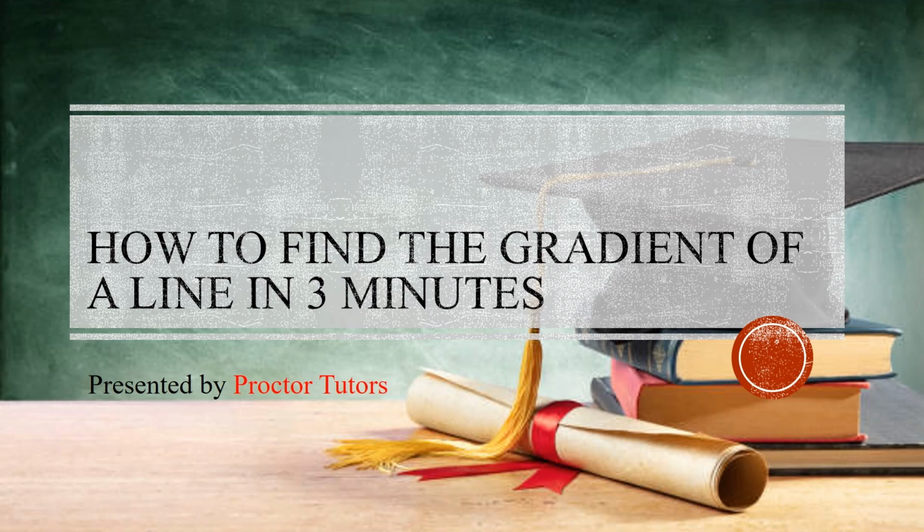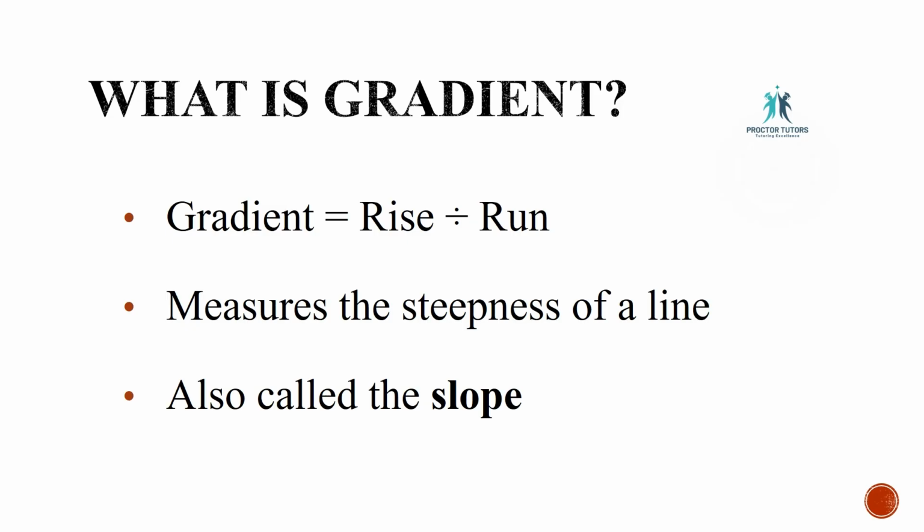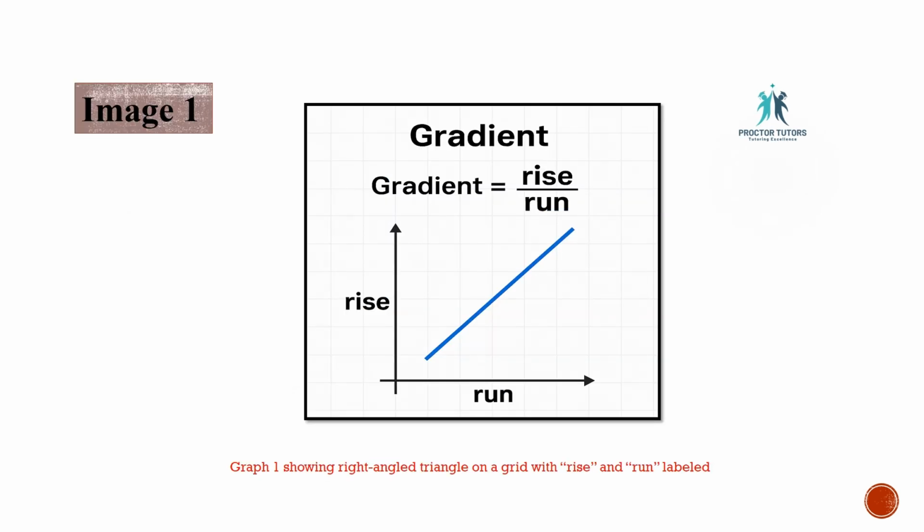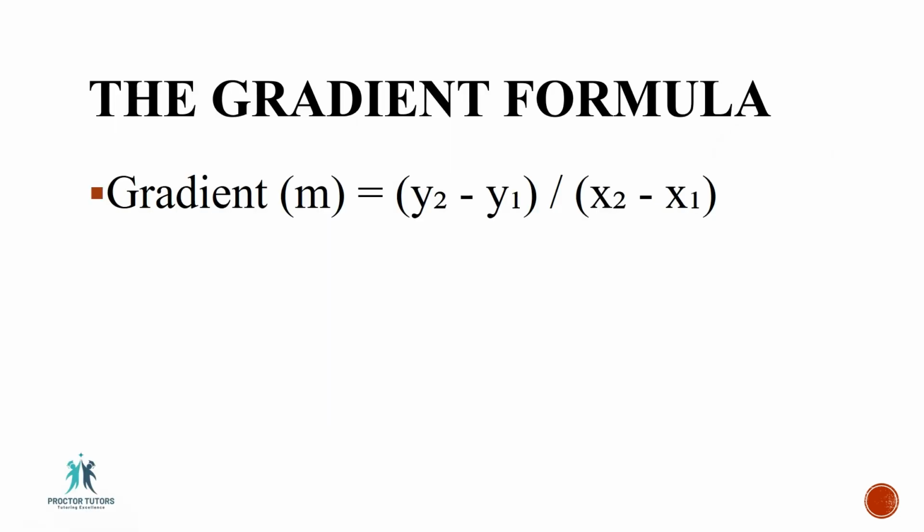In just 3 minutes, you'll master how to find the gradient of a straight line. Let's go. The gradient tells us how steep a line is. You'll often hear it described as rise over run, how much the line goes up or down for every unit across. In math terms, that's the change in y over the change in x.